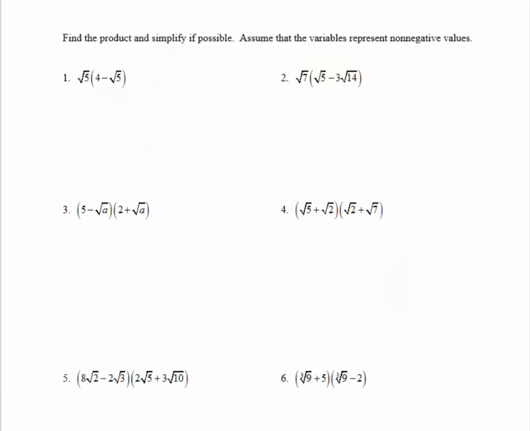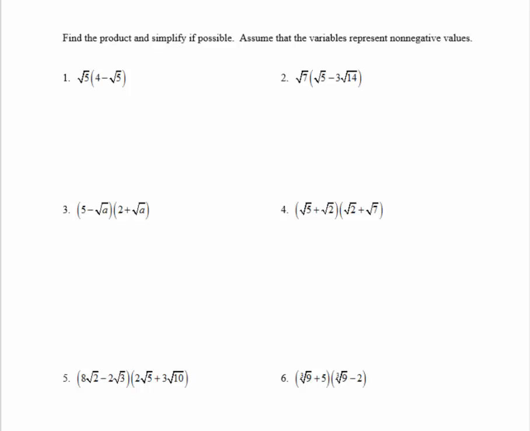Now let's find the product and simplify if possible. Assume that the variables represent non-negative values. So how do we multiply radicals? Well, we multiply the numbers on the outside, and then we multiply the numbers underneath the radical. But never multiply a number outside with one underneath. It's always outside, outside, inside, inside.